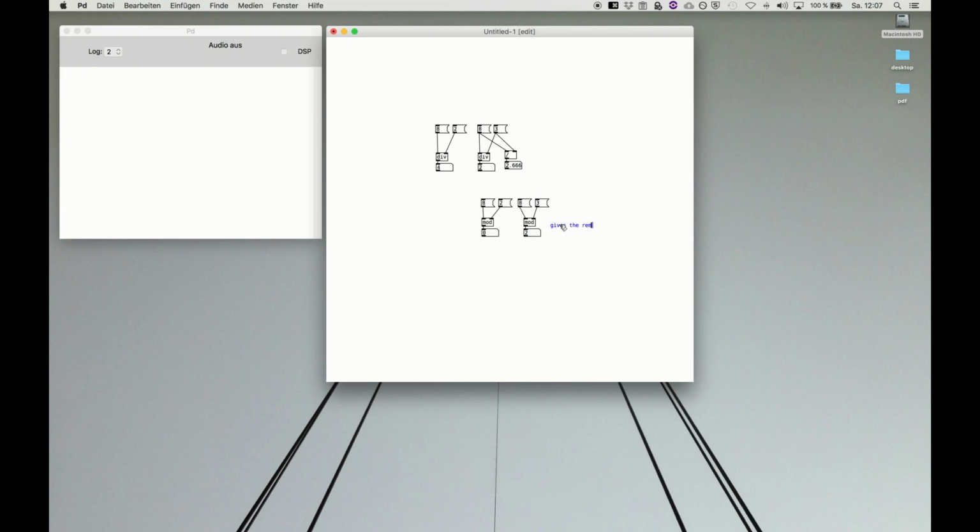gives the remainder of a division. So 8 divided by 3: 3 will fit into the 8 two times, so we have a 6, and then 8 minus 6 will give you a remainder of 2. This is a very important function if you want to do some timing and rounding and calculations. We will have a look in the next video.